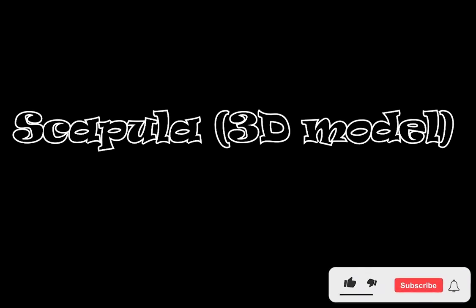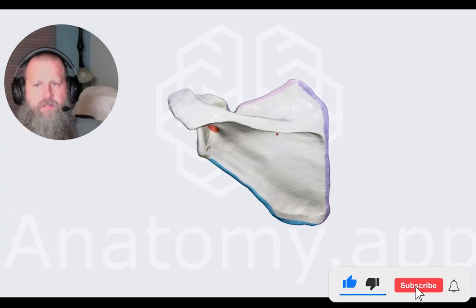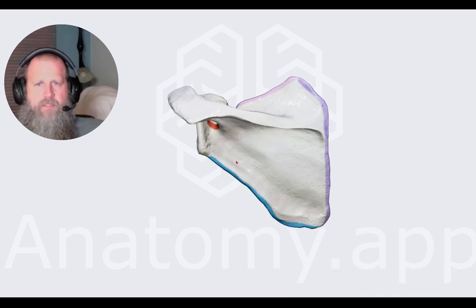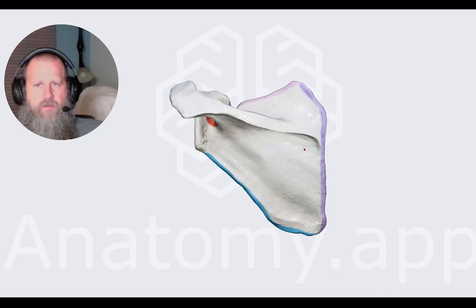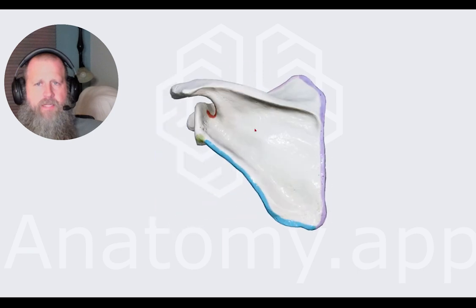Okay, let's go ahead and take a look at the scapula in 3D model. We're using a program called Anatomy App. Link is going to be in the description. And this is the posterior view of the scapula, and this is going to be the anterior view.